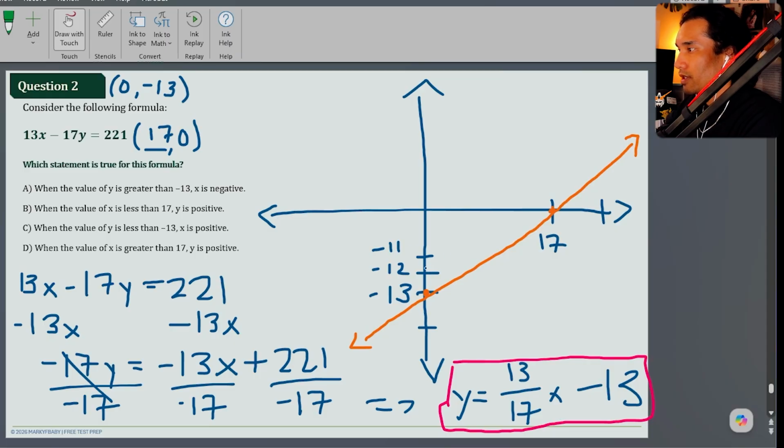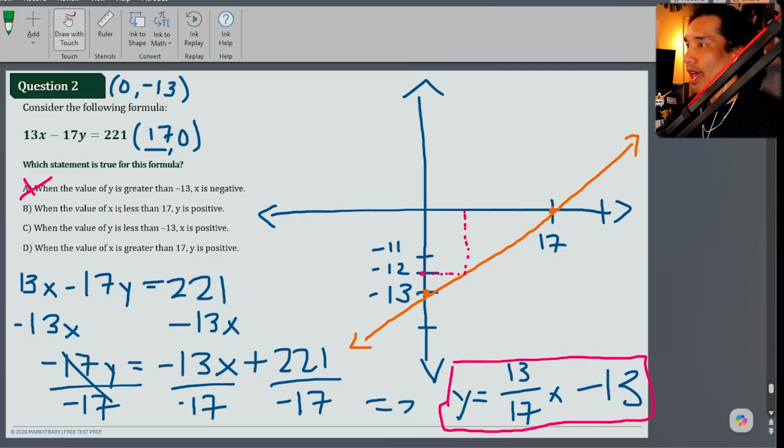So I'm going to choose negative 12, and let's see what happens. I'm going to go to my line, and then go up. And what does that give me? This gives me a positive x value, not a negative one. So I am going to rule this out.